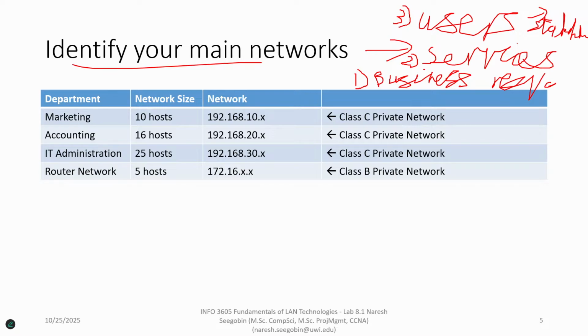Let me tell you, apply this technique anywhere you go in a working environment. You can build out a table like this and ask them, what do you have? Why you would do that is to get a better understanding of all the different networks. Then you can build firewall rules between these networks to block traffic, or they already exist. So we have marketing, network size 10 hosts.